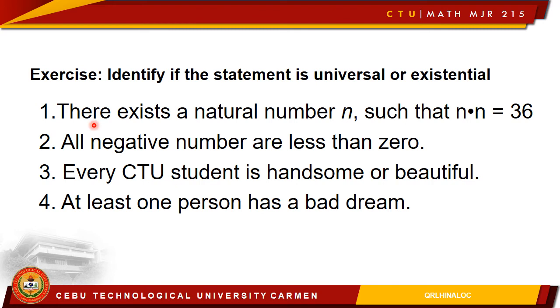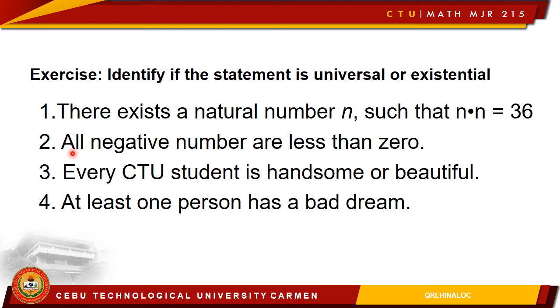Okay class, so here we will identify if the statement is universal or existential. Number 1, there exists a natural number n such that n times n is equal to 36. So the quantifier here is "there exists." Therefore, this is an existential statement.